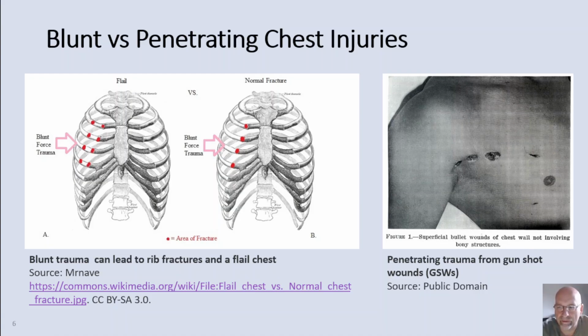Penetrating chest injuries can involve any of the vital organs that lie in the chest cavity. Open chest wounds, like the gunshot wound seen in the image on the right, can interfere with the negative pressure that is necessary for inhalation. Prompt recognition and proper treatment is needed for the patient to have a good outcome.